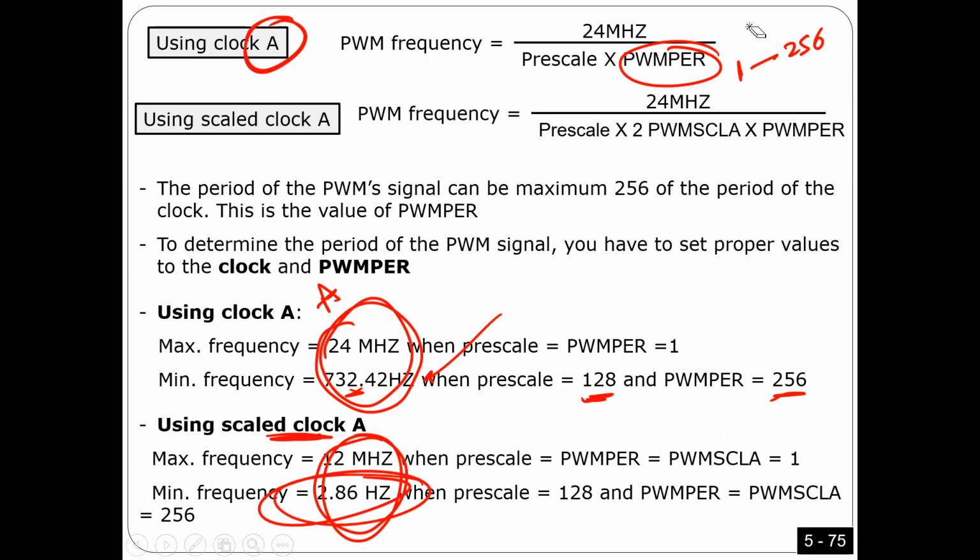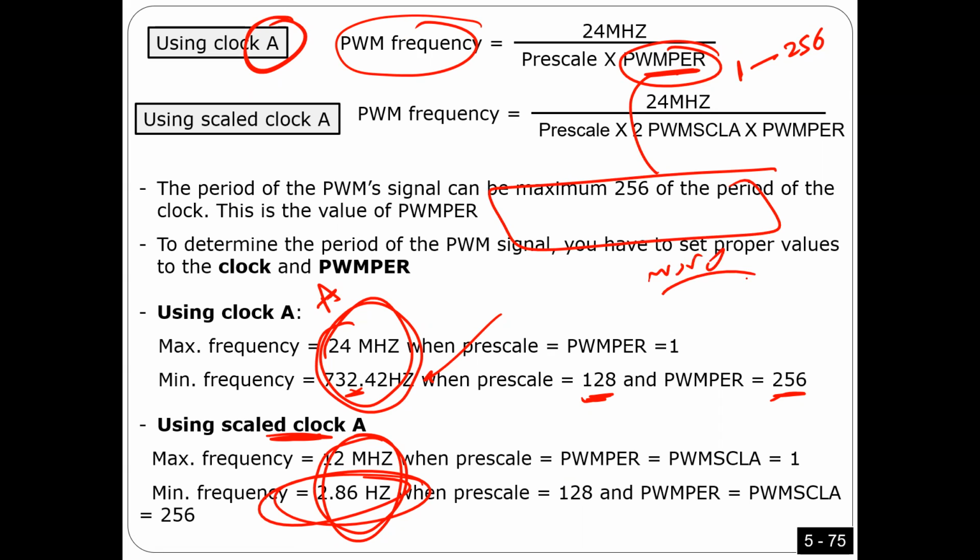So now, think about it. If I want to generate lower frequency than what I have here, what should I do? The idea is I have to increase this one. Instead of making it a byte, I'm going to make it a word so that I can divide by a bigger number. You got it? How can I make it a word? It's a byte.